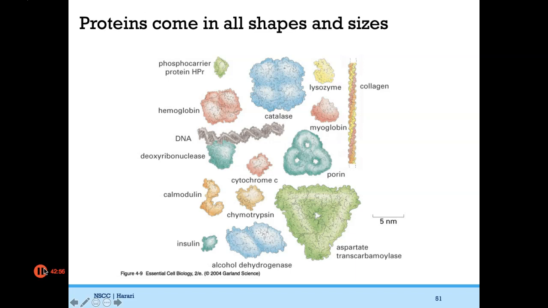So proteins come in all shapes and sizes. There is great diversity in protein structure as well as protein function. Here are just some of the 3D structures of proteins that you have inside of your cells. You can see hemoglobin might be familiar, an enzyme called catalase, and lysozyme. Catalase is inside of your cells. Lysozyme is an enzyme that you secrete in your tears and your saliva. Myoglobin is found in your muscles. Collagen is found almost everywhere in your body as a structural protein.